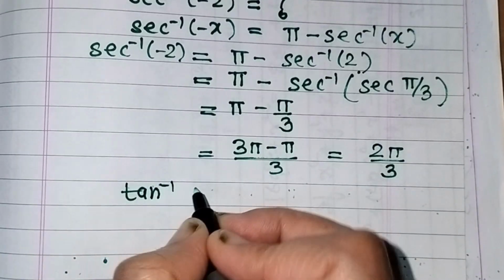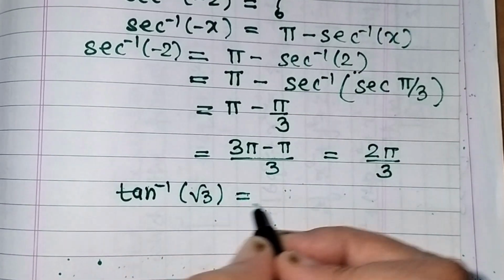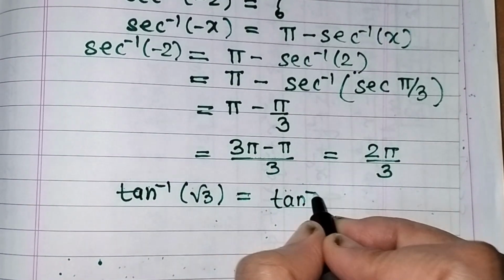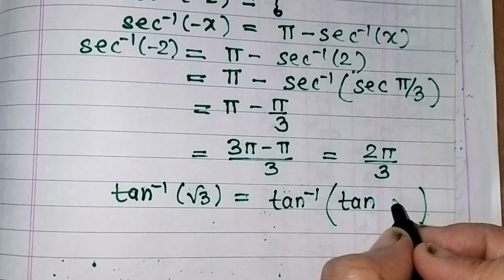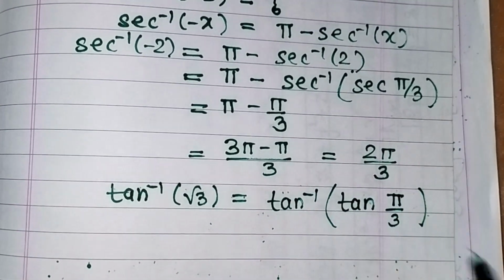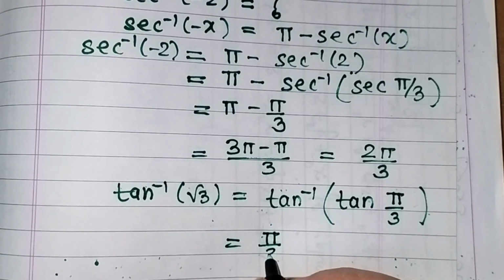Now the next value is tan inverse root 3. On which value do we get root 3? What value of tan gives us root 3? It is tan 60 degree, and 60 is again pi by 3. So when you solve this, it is pi by 3.